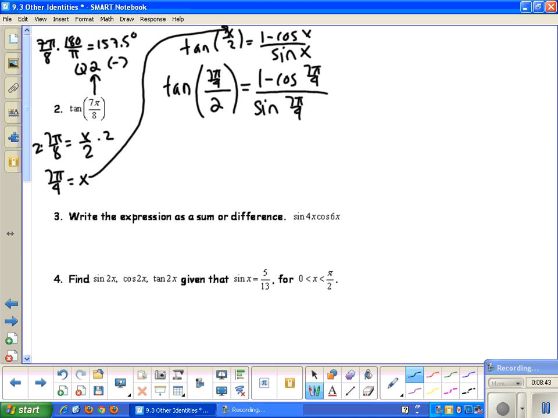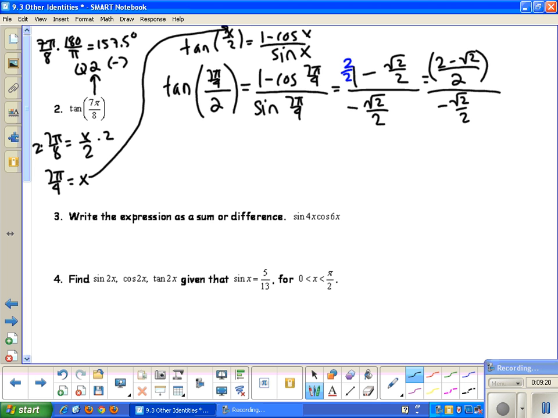And now I have to simplify this because the cosine of 7 pi over 4 is on my unit circle. So I get 1 minus root 2 over 2 divided by the sine of 7 pi over 4, which would be root 2 over 2. And sorry, that's negative. And then I have to go ahead and simplify this. So in my numerator, I need a common denominator, so I multiply that by 2 over 2. So when I do that, I get 2 minus root 2 over my common denominator 2, divided by negative root 2 over 2.